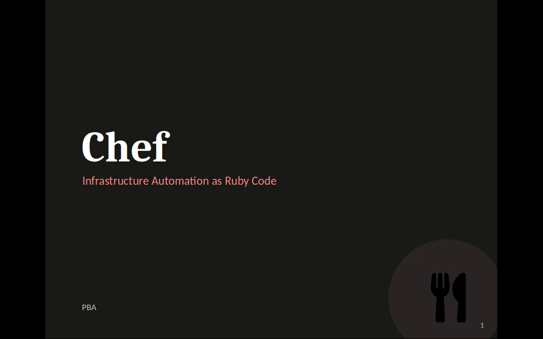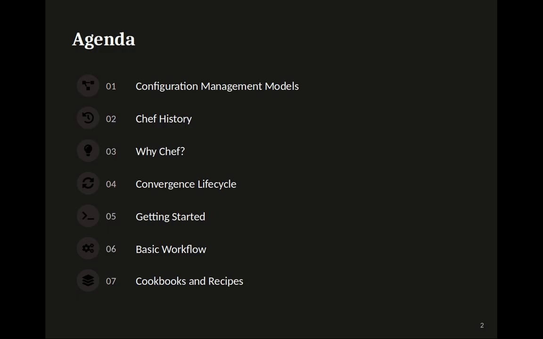Chef, infrastructure automation as Ruby code. Agenda: configuration management models, Chef history, why Chef, convergence lifecycle, getting started, basic workflow, cookbooks and recipes.